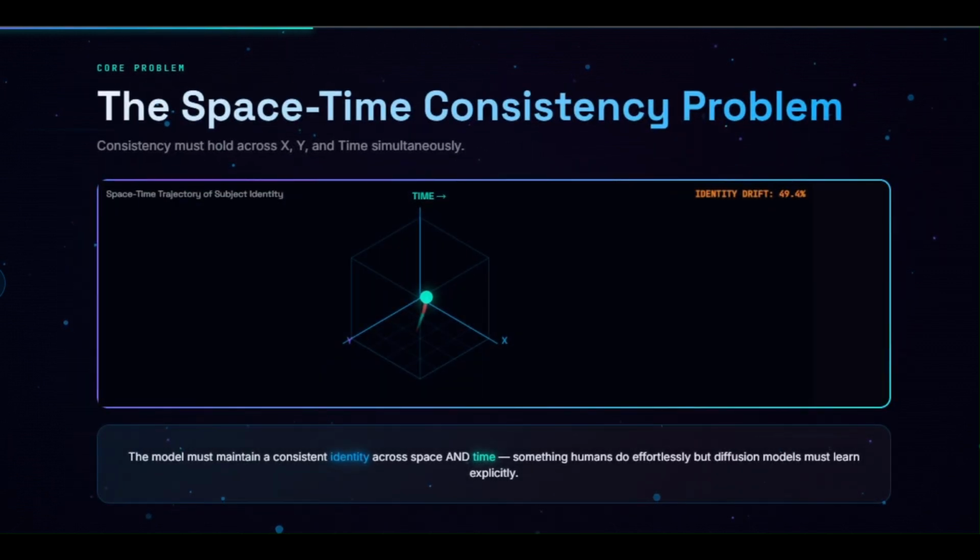This slide shows the real challenge. Consistency isn't just required across space, it's also required across time. Within a frame, the pixels must form a coherent image. Across frames, those pixels must evolve consistently. Humans solve this naturally. We understand that a moving object remains the same object. AI models must learn that explicitly. They must learn that the face appearing in frame 1 is the same face appearing in frame 100. This requirement is known as space-time consistency, and it's one of the central problems in modern AI video generation.